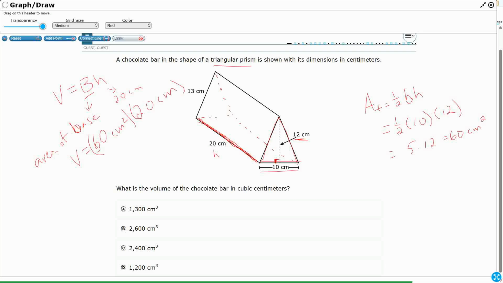All right, so we can just use our properties of multiplying by multiples of 10. 6 times 2 is going to be 12. And then it's an extra 10 for each, so really it's an extra 100. So it's going to be 1200. And then at this point, we are now at cubic centimeters. This 13 is unnecessary. That 13 is extra information. That's slant height. Don't need it. Our answer is D.